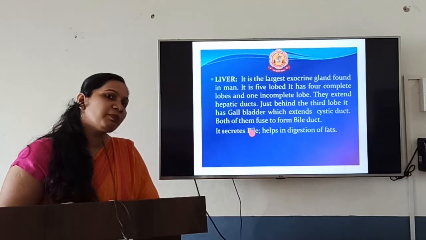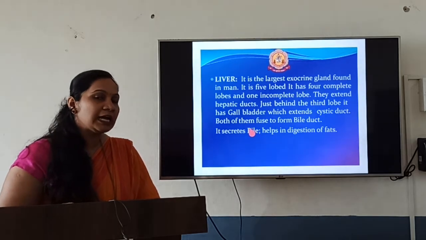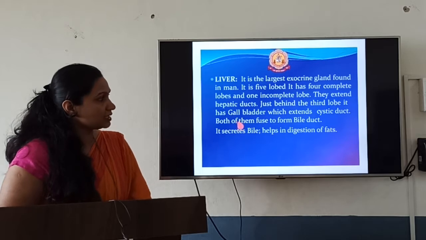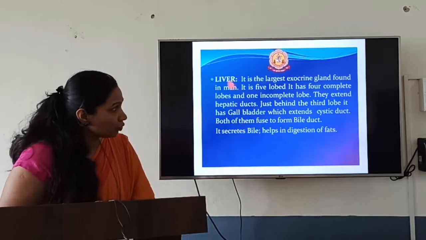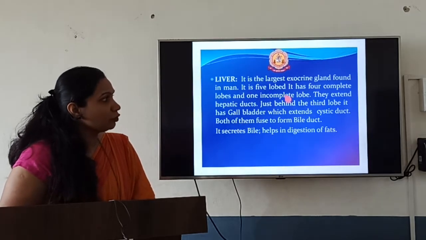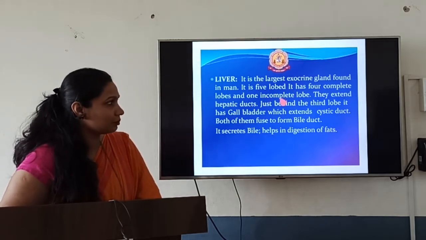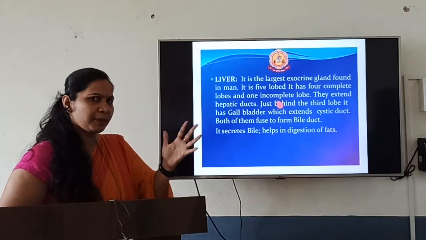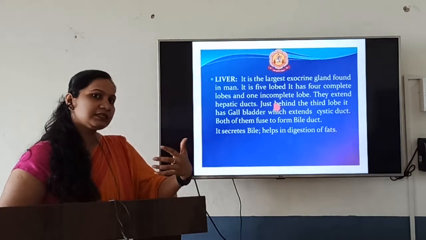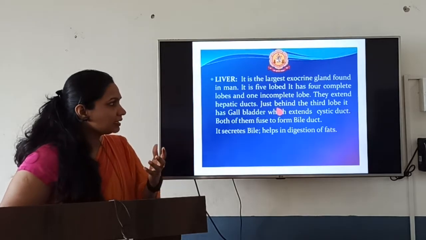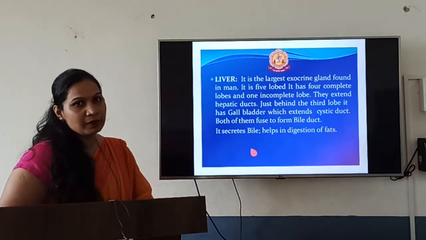What is the function of bile juice? Bile juice is mainly having a function in the digestion of fat. As I told, it is a 5-lobed organ and it has 4 complete lobes and 1 incomplete lobe. As I told, there is a hepatic duct and the liver is divided into left lobe as well as the right lobe. So just behind the 3rd lobe there is a presence of gallbladder.